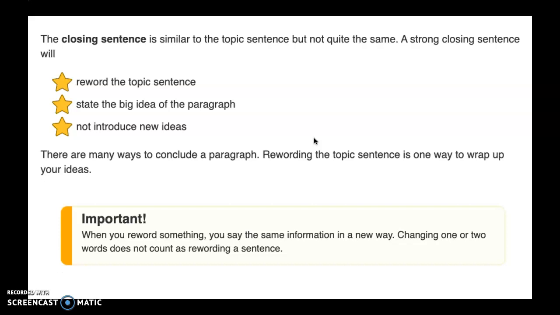So there are many ways to conclude a paragraph. Rewording the topic sentence is one way to wrap up your ideas. Be careful when you reword something, you want to make sure that you say the information in a new way. So we're saying the same thing, but in a different way, not just changing one or two words.